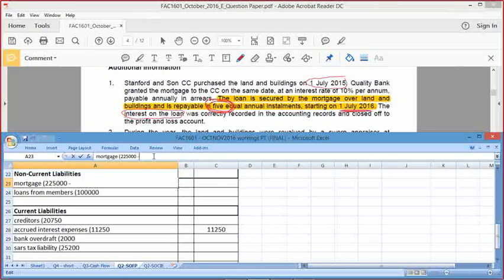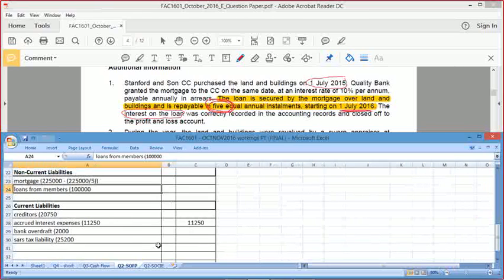I need to subtract 225,000 divided by 5, because one payment is going to occur in the next 12 months. Do you agree? Yes. So the short term mortgage portion, 225,000 divided by 5, is 45,000 short term. So what's the difference? 180,000 is long term. There's the disclosure.